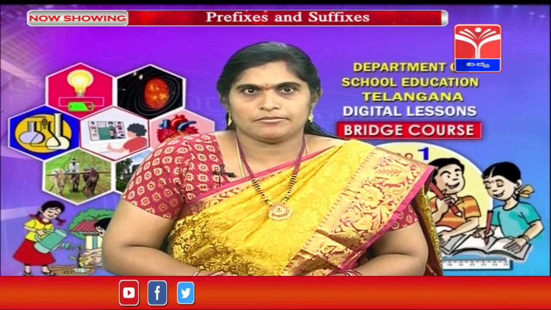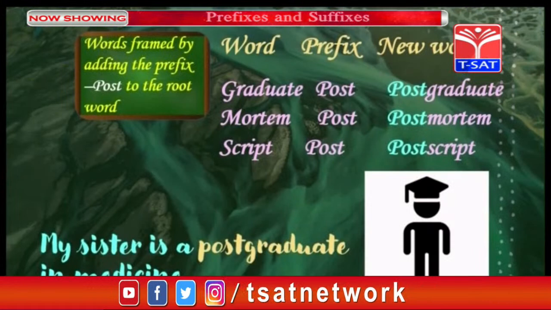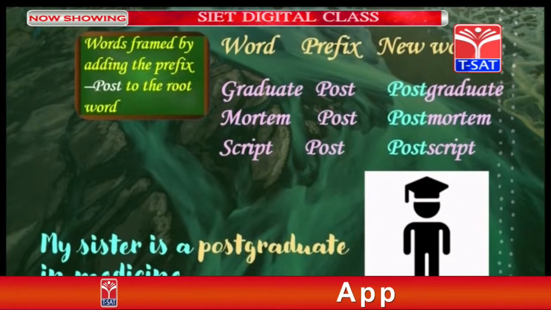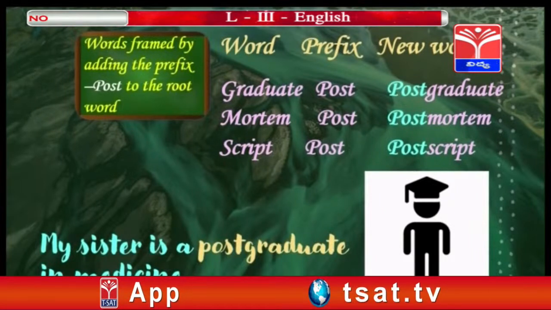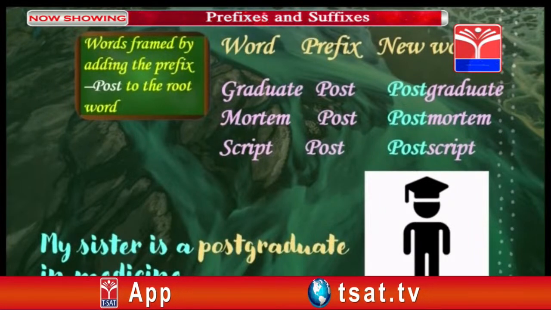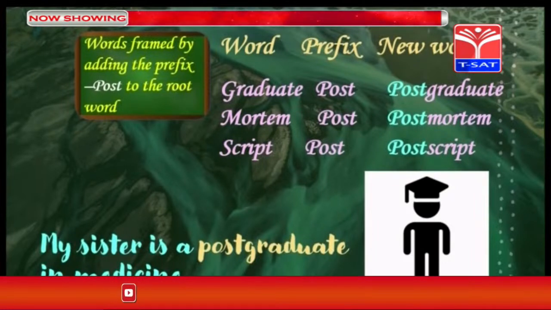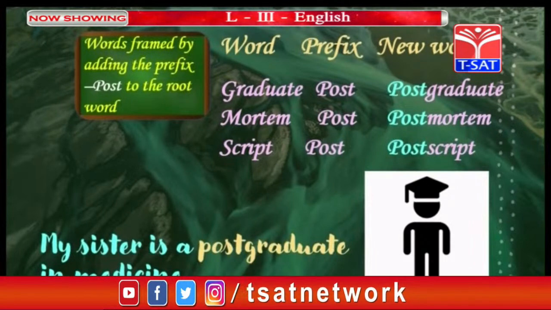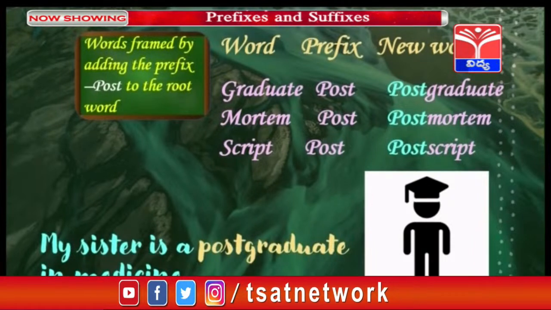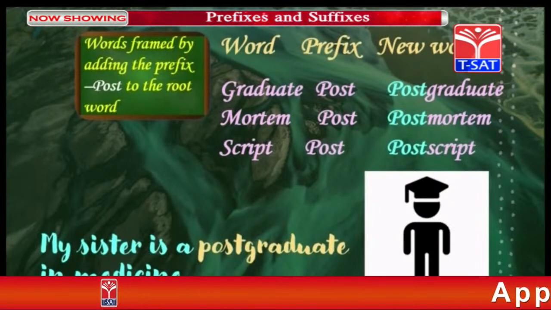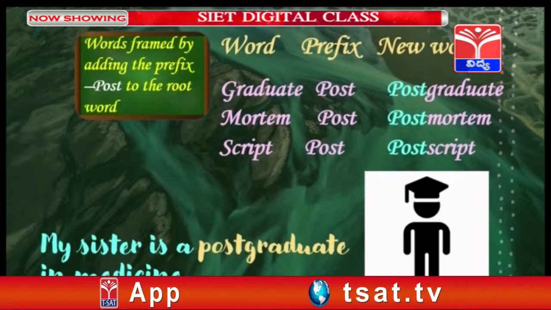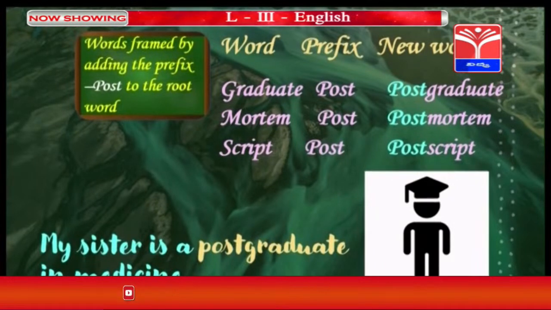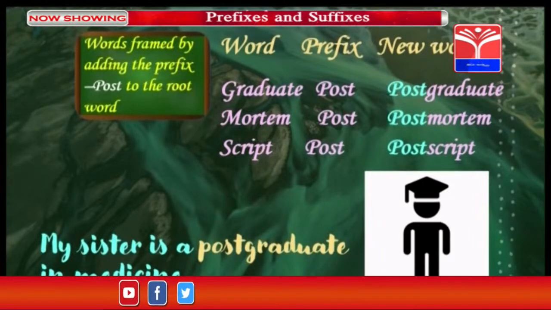Let's see another example. Words framed by adding the prefix post to the root word. And here are the words. Graduate, if it is a root word, by adding the word post as a prefix, the new word becomes postgraduate. In the same manner, mortem, postmortem, script, postscript. My sister is a postgraduate in medicine.